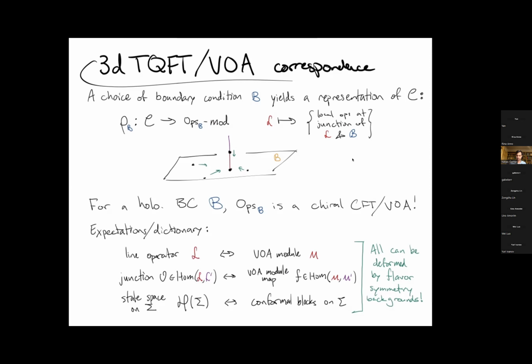So, as I've said a couple times, we're not necessarily interested in topological boundary conditions. These are the sort of things that you might have seen in a two category of boundary conditions. We're not interested in something like that. Instead, we're going to be interested in what's called a holomorphic boundary condition. So the local operators on the boundary are going to be some holomorphic type factorization algebra.